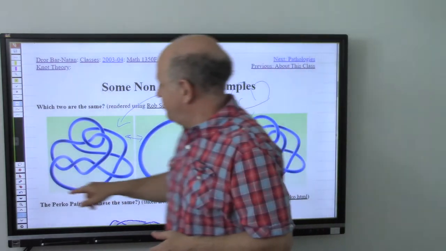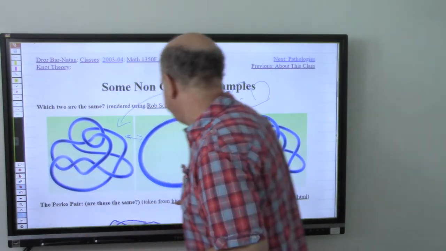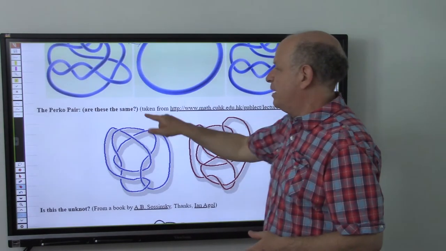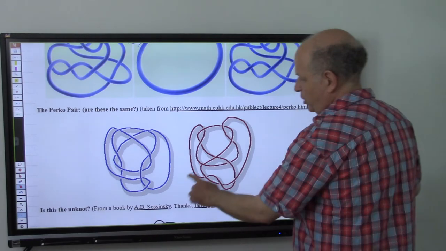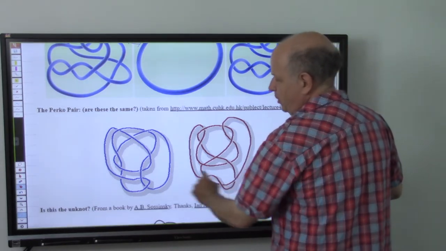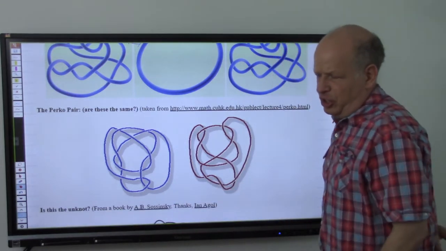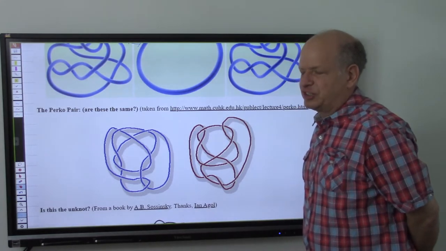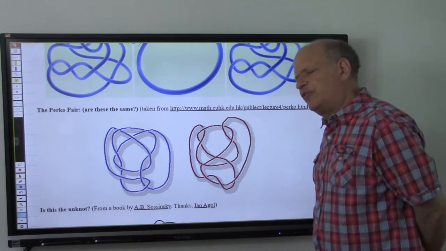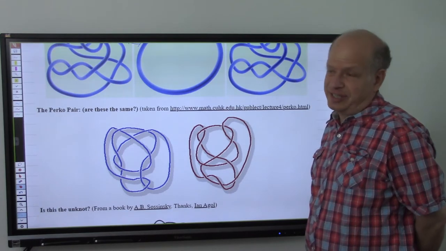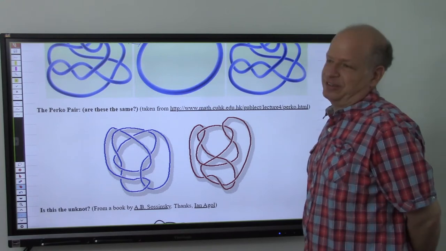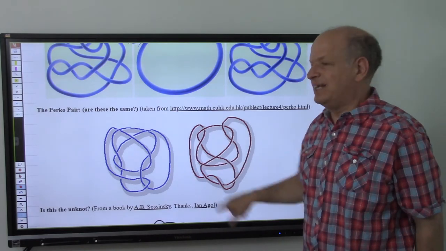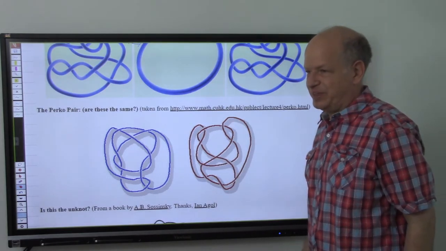I mean, that's what mathematical proof is about. We'd better prove it at some point. Maybe I'll give an example. There is the famed Perko pair of knots. So here is the famous Perko pair. These two knots appeared in knot tables for, I don't know exactly how long, for dozens of years at least, as separate knots. People tabulated knots, and these two appeared as separate ones. Okay?